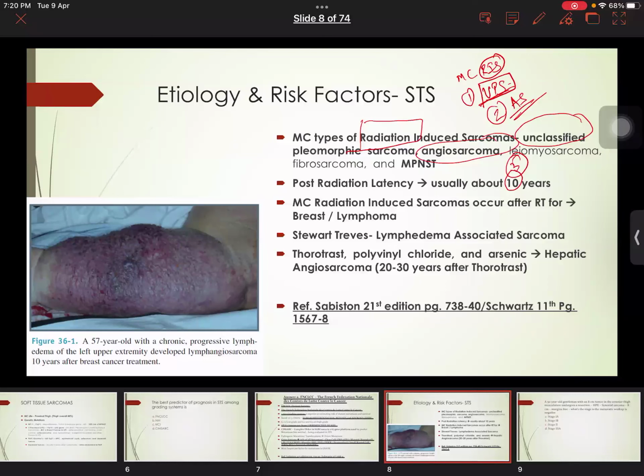Most common radiation-induced sarcomas, after which radiation do they happen? Either for breast or after lymphomas. These are the two things that will happen.